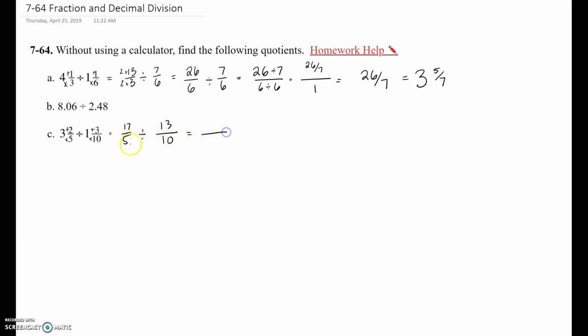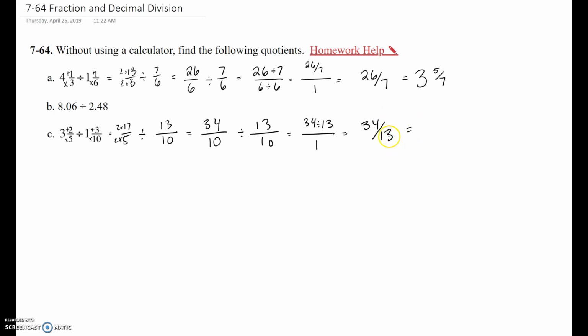Let's get common denominators. 5 and 10, the common denominator is 10. And we've got times 2 again. And 34. 34/10 divided by 13/10. Divide straight across, and again, 10 divided by 10 is going to be 1. And 34 divided by 13 is just going to be 34/13. 34/13 is going to be our answer.